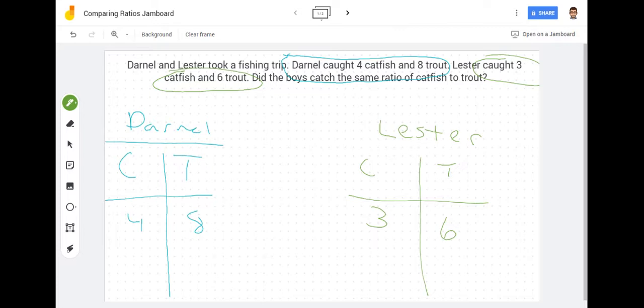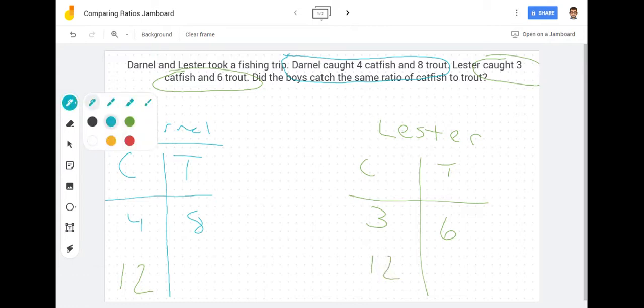Now, I have to figure out what I want to compare. I can compare an equal number of catfish for Darnell to Lester. I could do the same thing with trout. Because right now, I can't compare 4 catfish to 3 catfish. So I'm going to pick catfish. And I know that 4 and 3 are both factors of 12. So I'm going to compare both of them with 12 catfish.